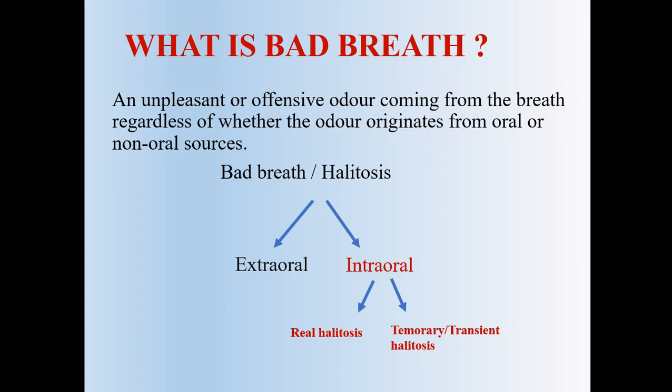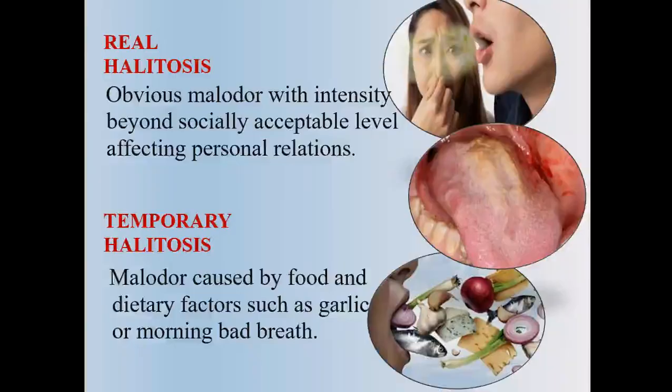Intraoral halitosis is further divided into real halitosis and temporary or transient halitosis. Let us see what is real halitosis. It is an obvious malodor with intensity beyond socially acceptable level affecting personal relations, and mainly the source lies within the mouth. The origin is often a coating on the dorsoposterior surface of tongue, that is the top portion of your tongue, and also some pathologic conditions of oral tissues.